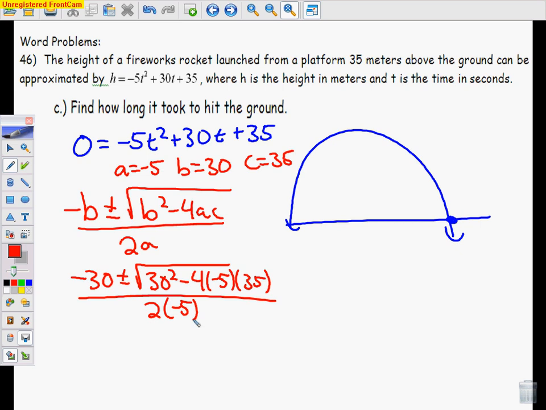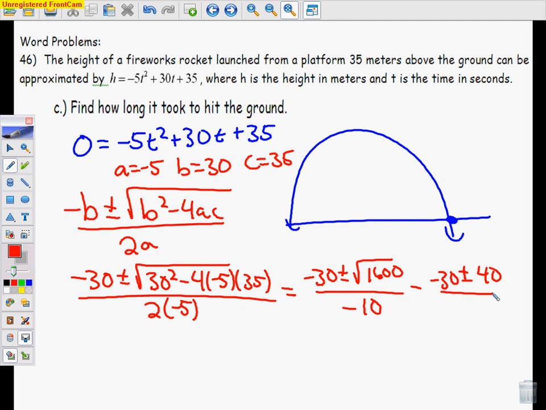All right, great. Let's plug in our radicand, our discriminant, into our calculator so we can get the value. 30 squared minus 4 times -5 times positive 35. That gives us 1600. So this is -30 plus or minus the square root of 1600 all over 2 times -5, which is -10. We know that the square root of 1600 is 40, so this is -30 plus or minus 40 over -10.